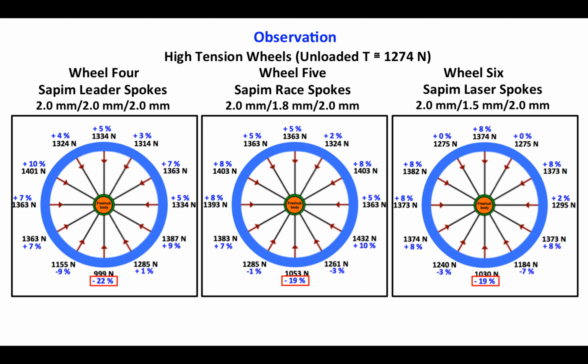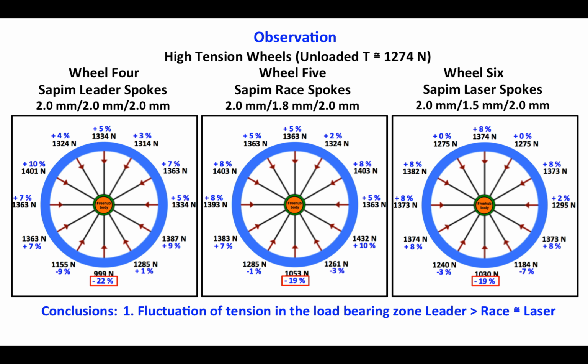So we have essentially the same conclusions. The fluctuation in the tension in the load-bearing zone of the leader is greater than the race, which is about equal to the laser. And again, the fluctuation of the butted spokes tension is less than straight gauge, but only slightly less.